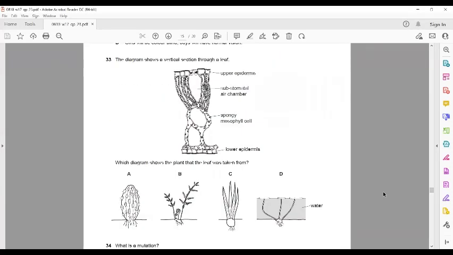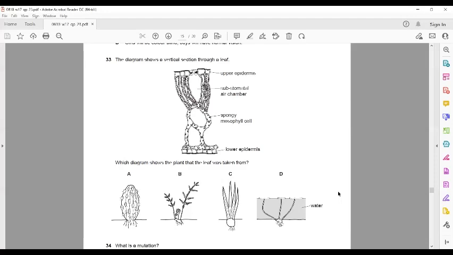The diagram shows a vertical section through a leaf, and this diagram shows the plant that the leaf was taken from. It's very important to know that usually in terrestrial plants, the ones that are on the soil, the lower epidermis has lots of stomata. They don't have stomata on the upper epidermis. But what you see here, the upper epidermis has stomata.